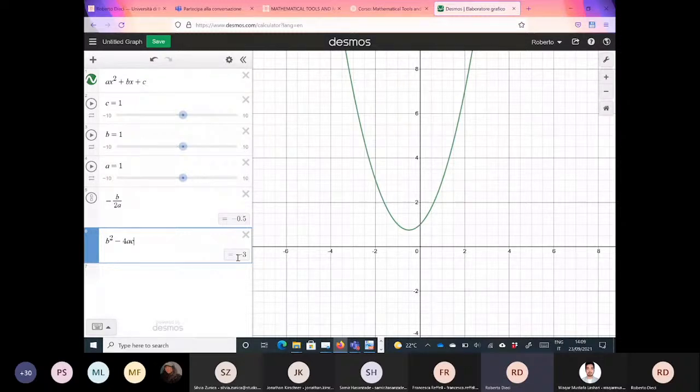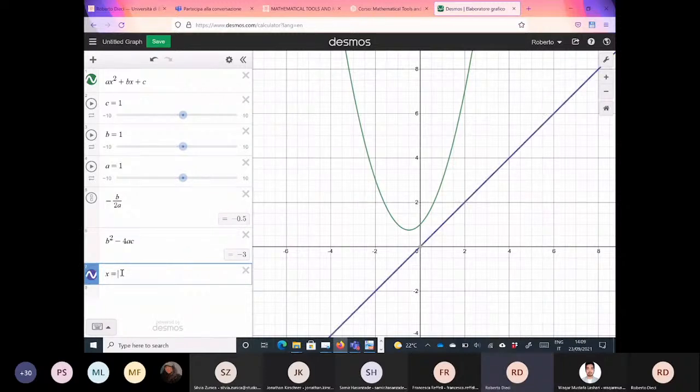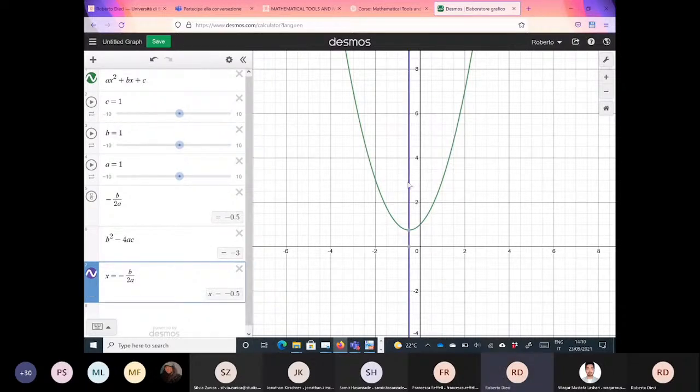What about the equation of the symmetry axis? The symmetry axis is a vertical line. So it has an equation of the type x equal to something, okay? So if I write here x equal to minus b over 2a, which is the same abscissa of the vertex, because the vertex belongs to the symmetry axis, of course. So minus b over 2a, I see this vertical straight line, which is the symmetry axis for the parabola.